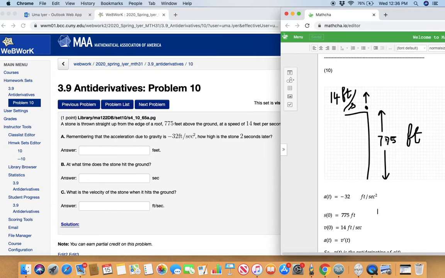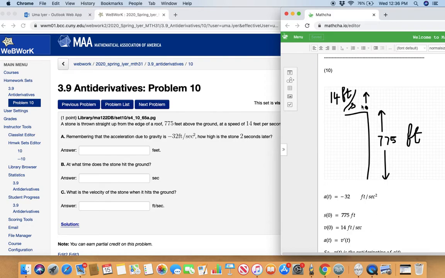So the question is, how high is the stone 2 seconds later? They have given us acceleration due to gravity is negative 32 feet per second squared. They have told us the stone starts off at height 775. So that means initial height is 775. They have told us that we have thrown it at a speed of 14 feet per second. That is, initial velocity is positive 14 feet per second.